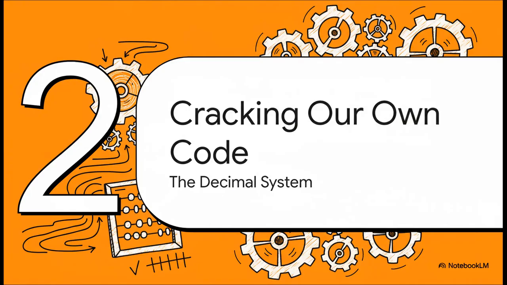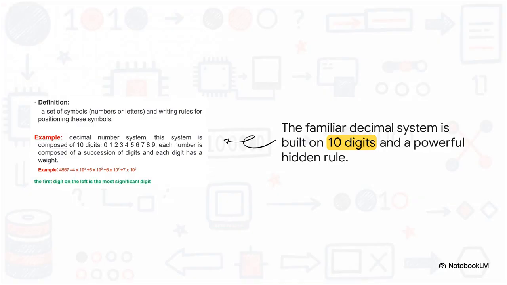Now, here's the funny thing. Before we can really learn the computer's language, we actually have to take a closer look at our own. We need to crack the code of our own number system, a system we use every single day without even thinking about the rules behind it. Right. So we all use the decimal system. You might have heard it called base 10. And you probably think of it as just the 10 symbols we use, 0 through 9. But that's only half the story. The real magic, the real power, comes from this kind of hidden rule, an idea called place value or weight.